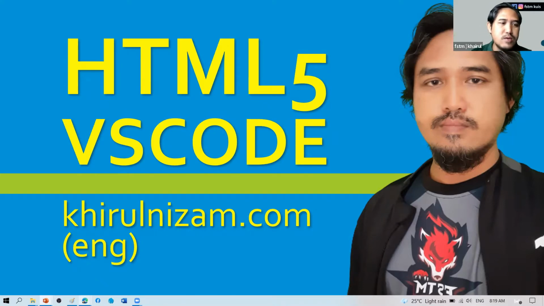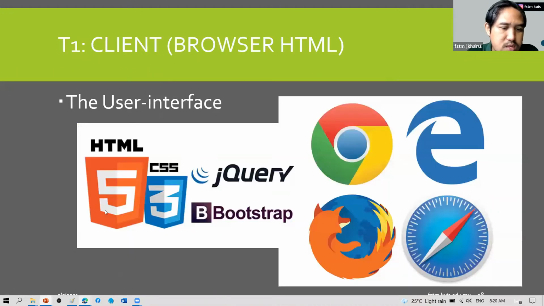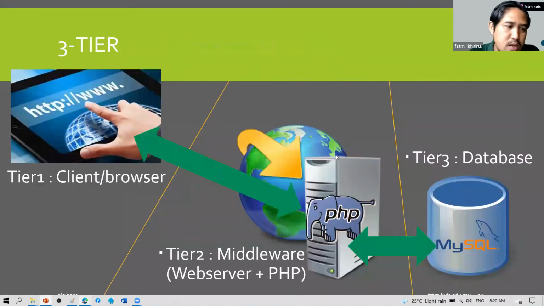Okay, so before I go to the VS Code, I would like to say something about our subject. So basically, web programming consists of three tiers. Okay, three tiers, what we call the three tier application. Why is it three tiers?